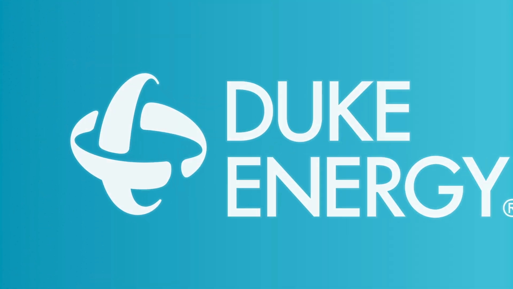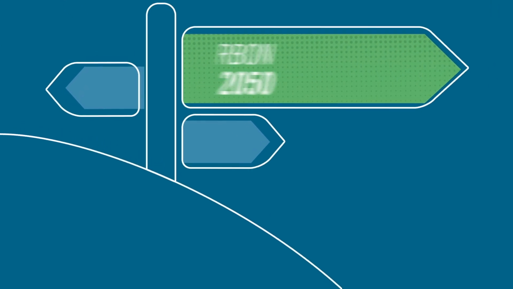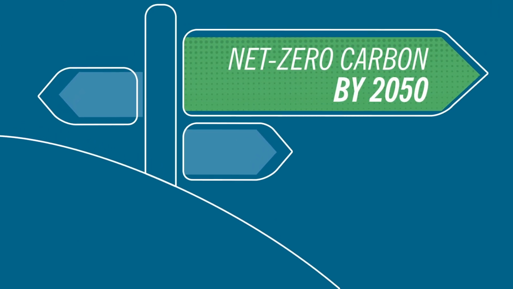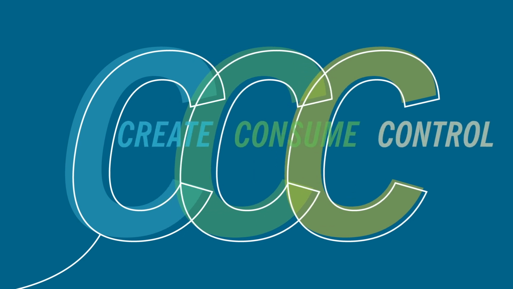As one of America's largest energy companies, we are on a clear path forward. Destination? Net zero carbon emissions by 2050. Getting there will require we tackle three greenhouse gas emission scopes along the way. Think of these three scopes as the three C's.